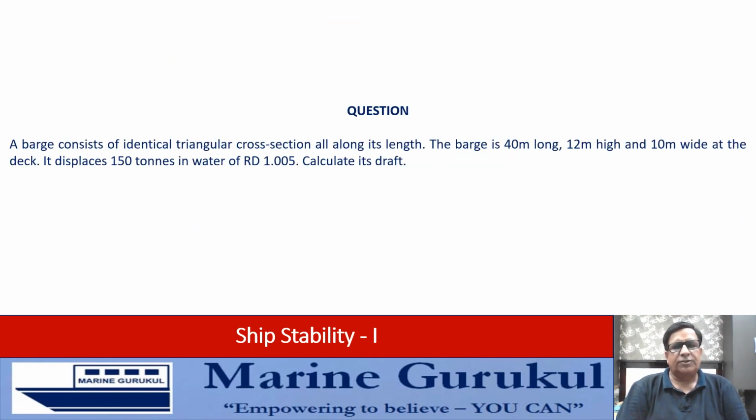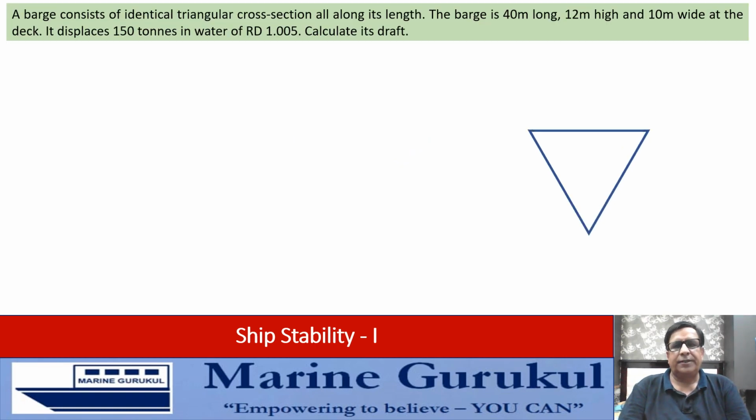Let's try and solve this question. A barge consists of identical triangular cross section all along its length. The barge is 40-meter long, 12-meter high, and 10-meter wide at the deck. It displaces 150 tons in water of RD 1.005. Calculate its draft.